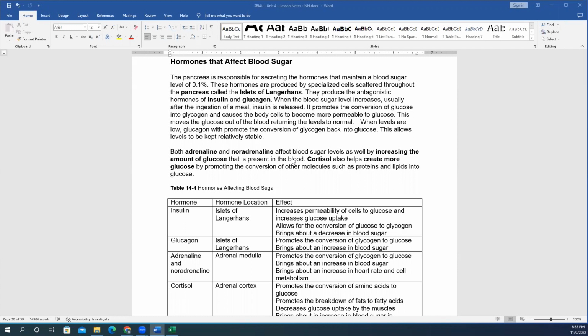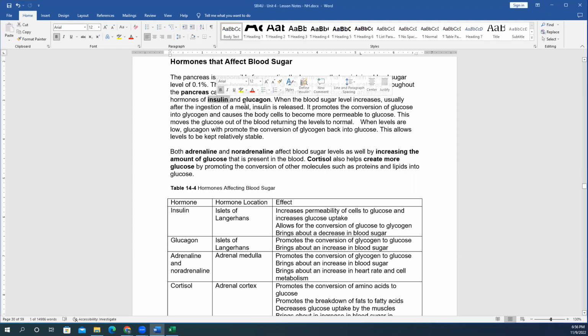When levels of glucose are low, such as when you have missed a meal or need some energy or are doing exercise, then you have the hormone glucagon, which will promote the conversion of glycogen back into glucose. And this allows the levels of glucose in the blood to be kept relatively stable. How these two hormones, insulin and glucagon, work in concert with each other in an antagonistic way.